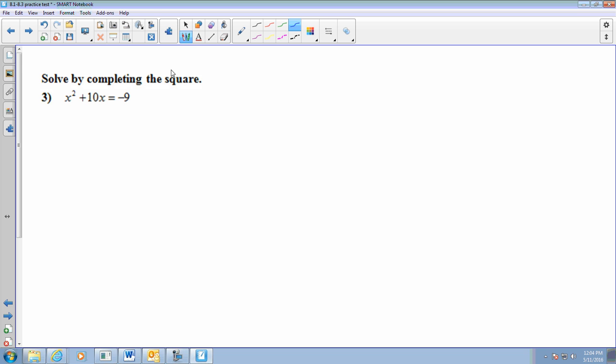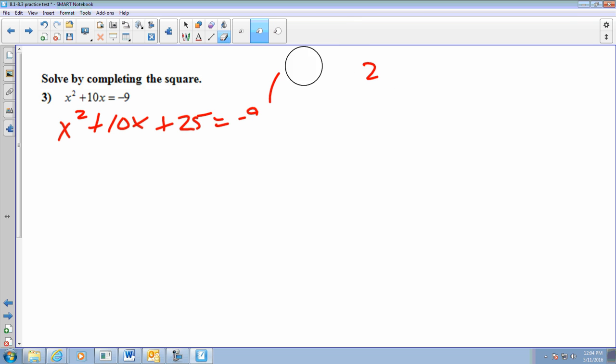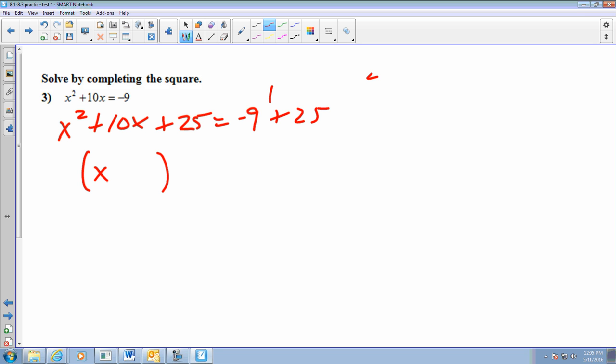Number 3, it says to do it by completing the square, so I am going to take 10 divided by 2 and then square it. And so I'm going to say x squared plus 10x plus 25 is equal to negative 9 plus 25. Let me get the rest of this out of the way. Negative 9 plus 25. Notice I have to add it to both sides. Then I can write it as a binomial squared, square root of the first term, square root of the last term, sign in front of the middle term, equals 16.